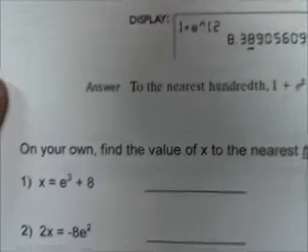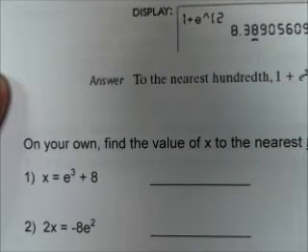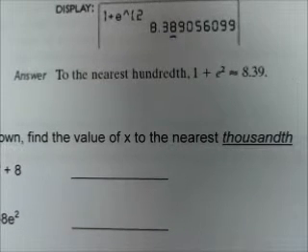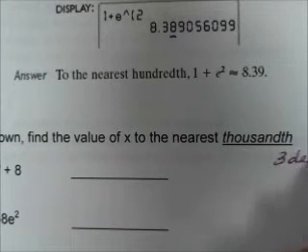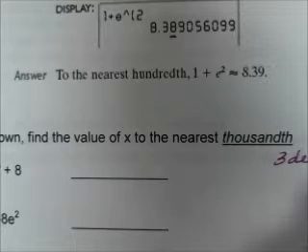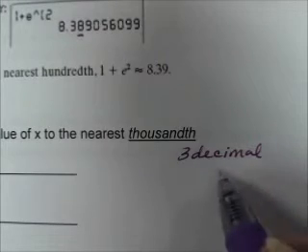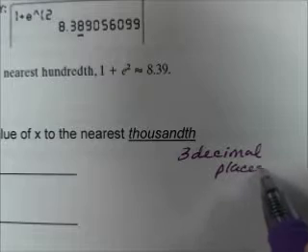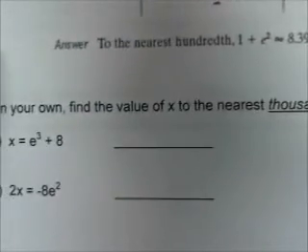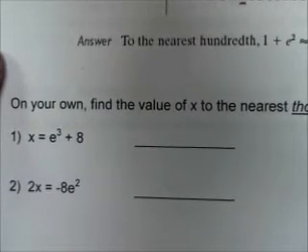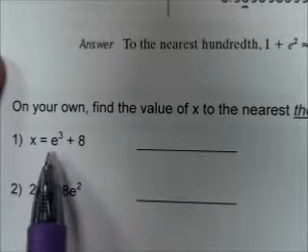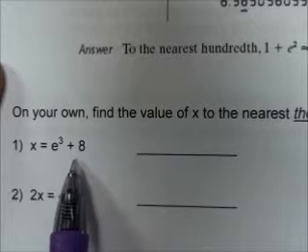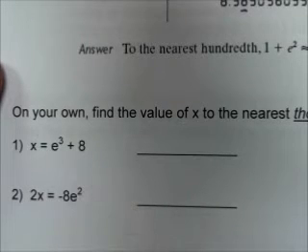The next 3 problems ask you to do on your own: find the value of x to the nearest thousandth. All right, thousandth is 3 decimal places. So if you want, pause the video and go to your calculator. Number 1, x equals e to the third plus 8. So just key it into the calculator.